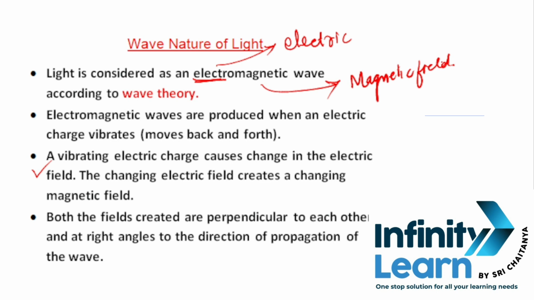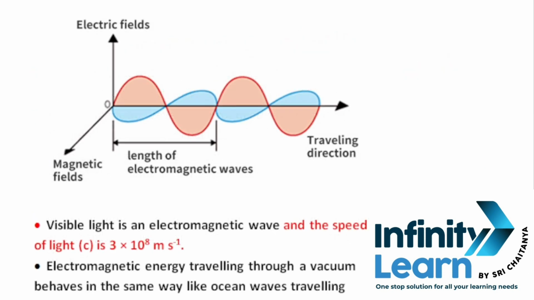So, an electromagnetic wave can be described as a wave in which both the fields, that is, the electric field and the magnetic field, are perpendicular to each other and also to the direction in which the wave is moving. It is clear in the given diagram that there are three axes x, y, and z. X is the direction in which the waves are propagating. This is the traveling direction. Along the y-axis there is the electric field, and along the z-axis there is the magnetic field.